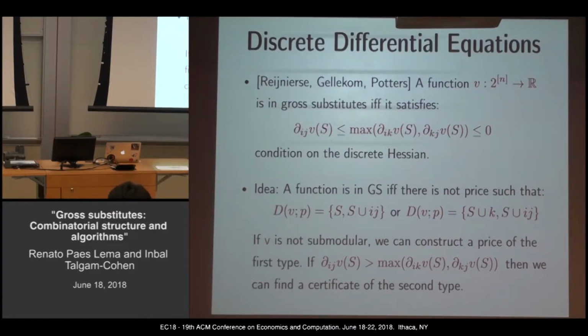So one direction is easy. If there is some certificate like that, it's definitely not gross substitutes. But if it's not gross substitutes, then you can massage the prices until you get some certificate of that type. Now the second part of the proof: if you don't have a certificate of that type, then the equation above must be true.